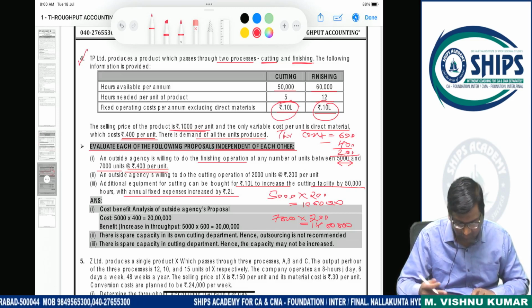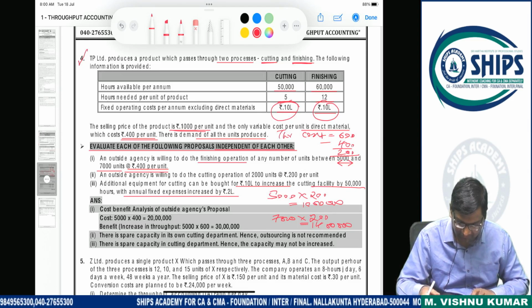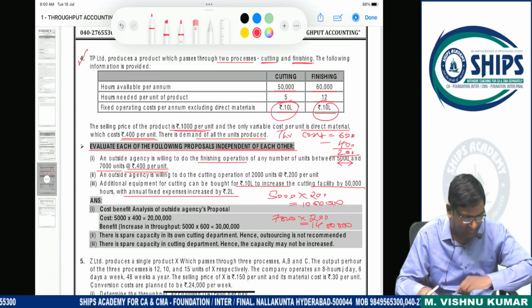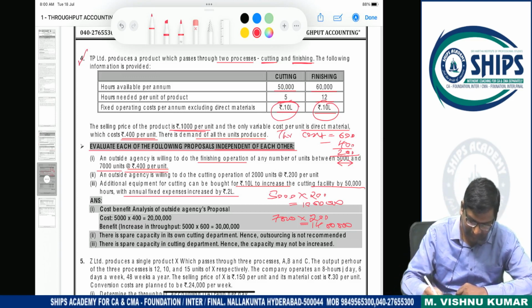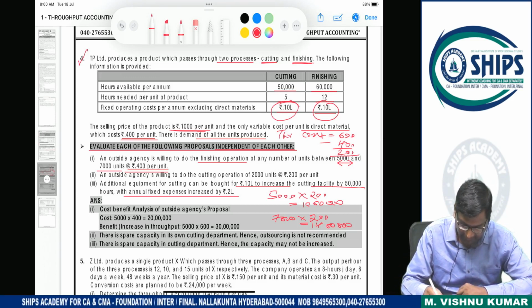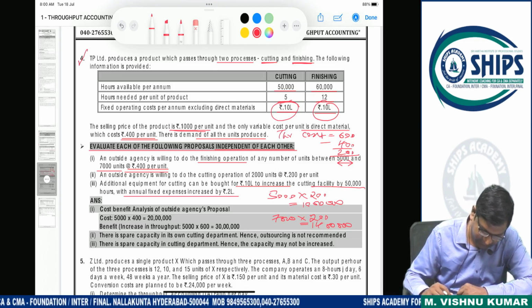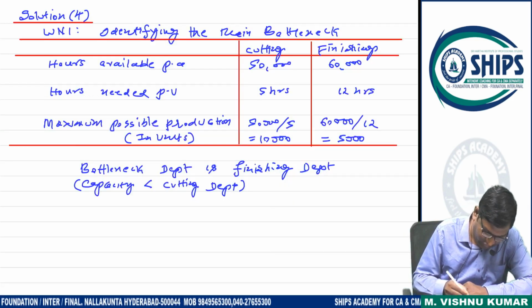So 5000 is very good, 7000 is also very good. But between 5000 and 7000, the most beneficial is 7000, because on every unit 200 rupees incremental contribution is coming. So if units increase, contribution will also increase. Understand?